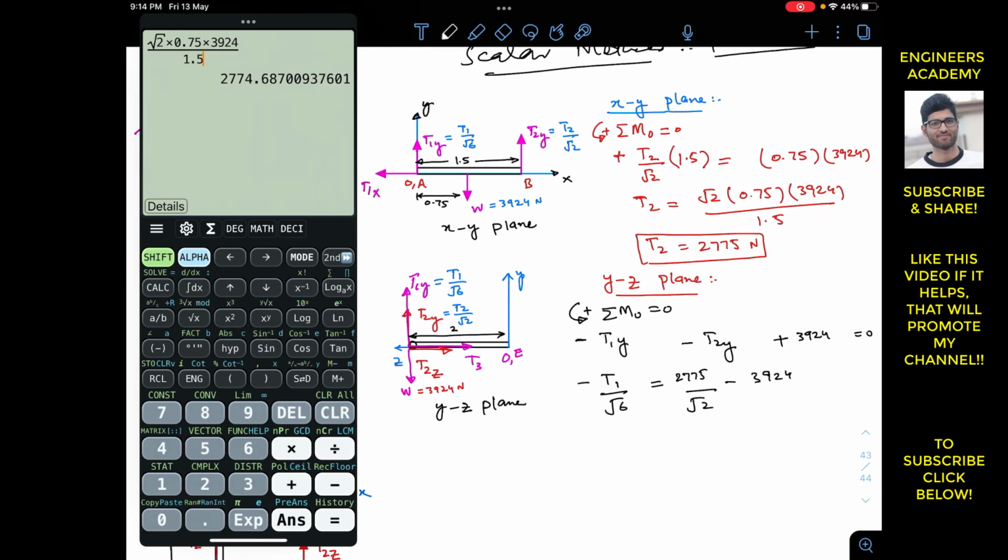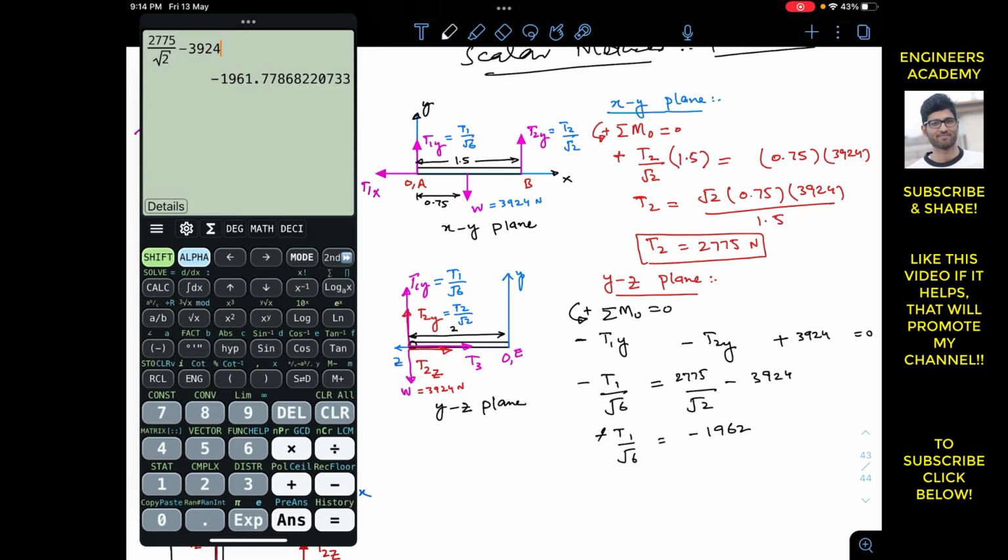2775. So from this we can write that 2775 divided by square root 2 minus that weight, which is 3924. So this is minus T1 divided by square root 6. This is equal to minus 1962.